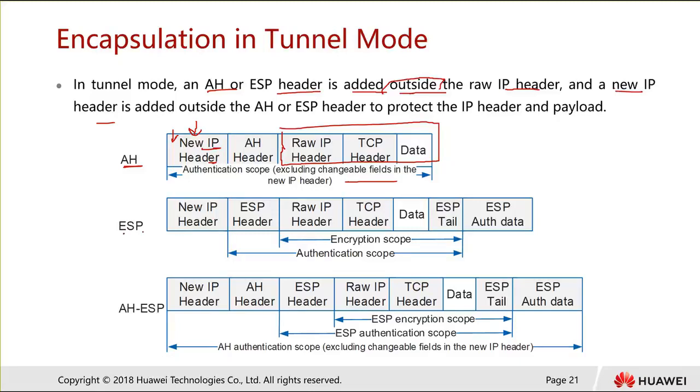The next one is the same thing, ESP. They will encrypt the scope from here to here: the raw IP header, which is your original private IP address, TCP, and the data. Everything will be encrypted, so nobody in between can look at your information about what the private IP is and where they are going, because all of this is encrypted, and there is also the authentication scope of the ESP. And of course the final one, we have the AH plus ESP, and AH will authenticate everything from here to here, then the encryption here to here, and then the ESP authentication from here to here. So this is again the most secure and also the slowest one.